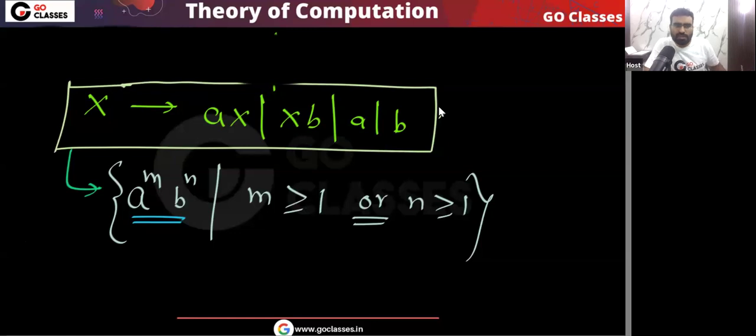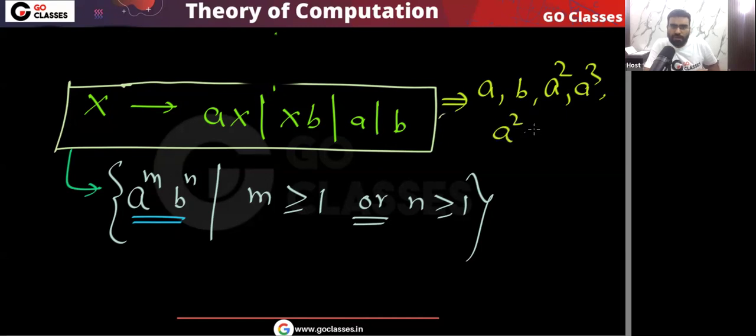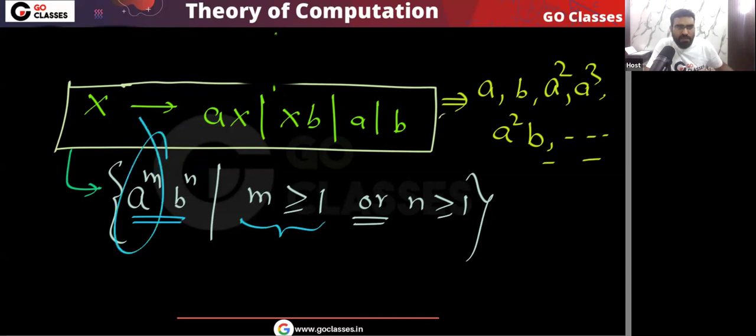Because in this you can see which strings I can generate. For example, I can generate string a, string b, a power 2, a power 3. You can also generate, for example, a power 2 then b. So many strings you can generate, and the language will be a power m b power n, where you must have at least one a or at least one b. So either m is greater than or equal to 1 or n is greater than or equal to 1. So this is what x will generate.